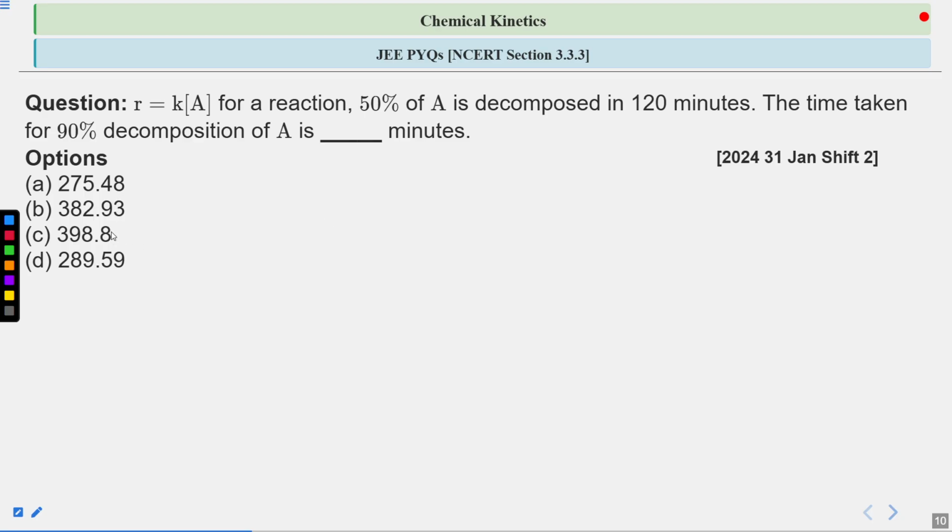The options provided are 275.48, 382.93, 398.8, or 289.59. So you have been given some time, try to solve this, and then we will see the correct answer.